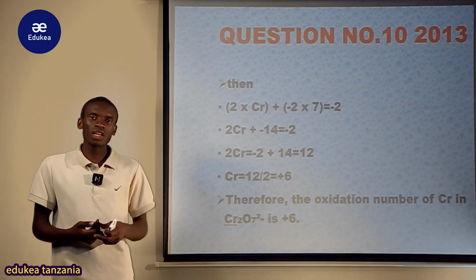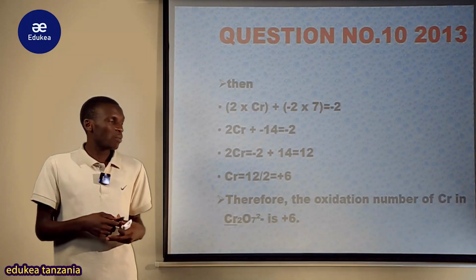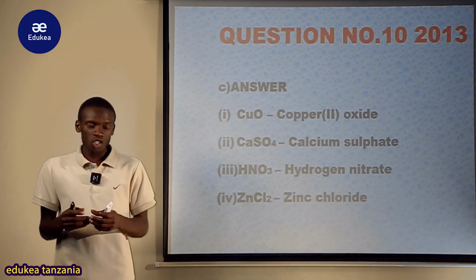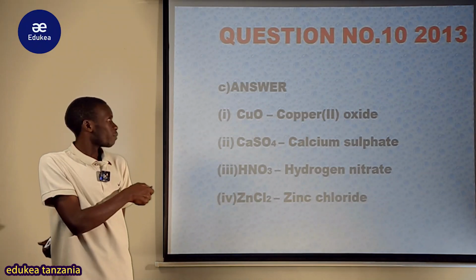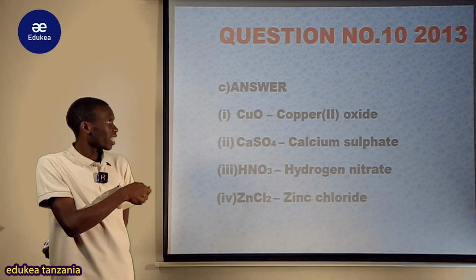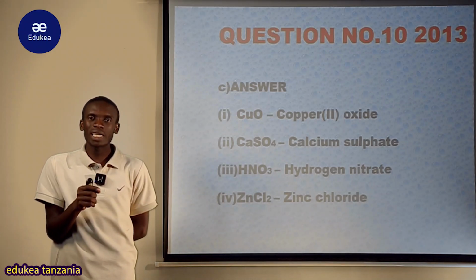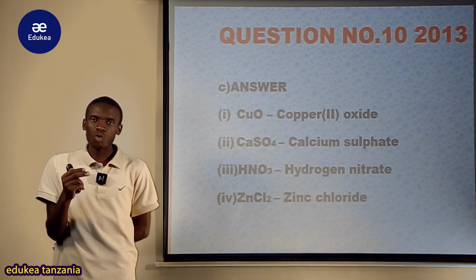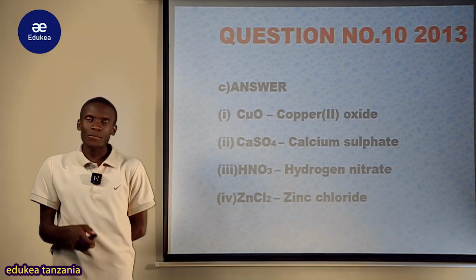After then, the last question was required to write the IUPAC name for the following compounds. IUPAC name CuO. Hii ni copper oxide. But if you see, hii ukiandika copper oxide haitoshi. Copper anaweza kutengeneza oxide aina mbili, kwa sababu ana valence za aina mbili. Kuna copper 1 na kuna copper 2.